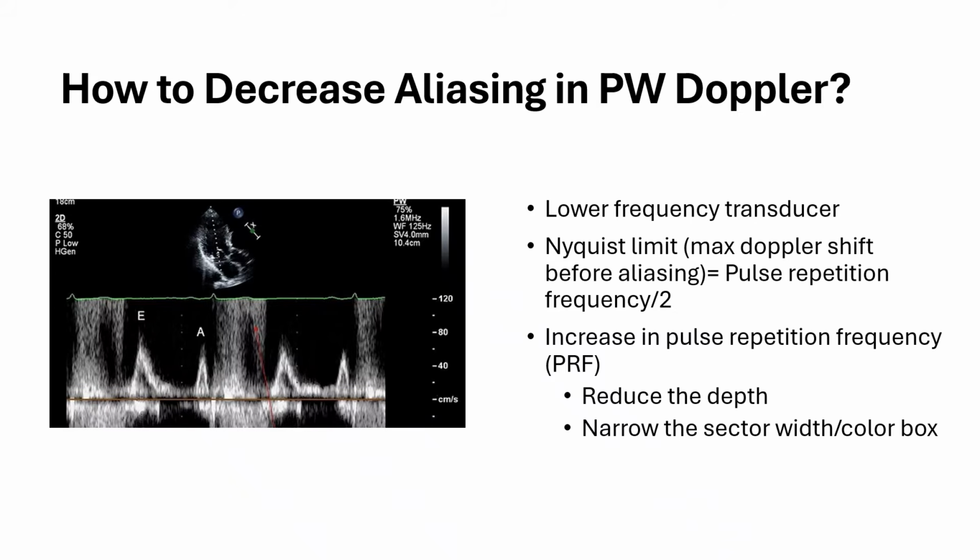What we can do is increase pulse repetition frequency by reducing the depth of our area of interest and narrowing the sector width and color box. Again, we can lower the transducer frequency, reduce the depth, and narrow the sector width and color box to improve our pulse repetition frequency. Please pause this video if you need more time to review this concept.